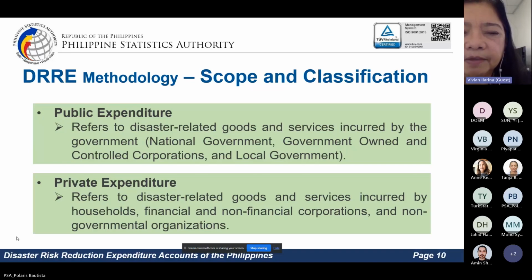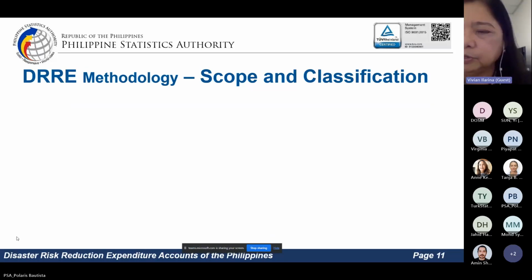Private expenditure covers household expenditures, private corporations like non-financial corporations, financial corporations like banks and non-banks, and also non-governmental organizations, or foundations and cooperatives. This is initially how we categorize the expenditures.